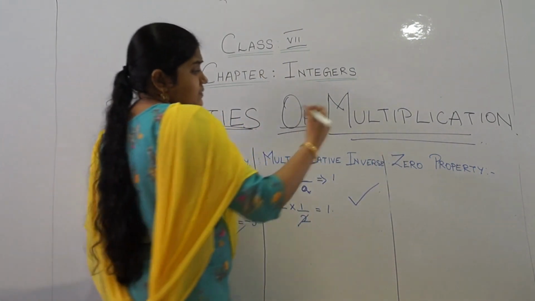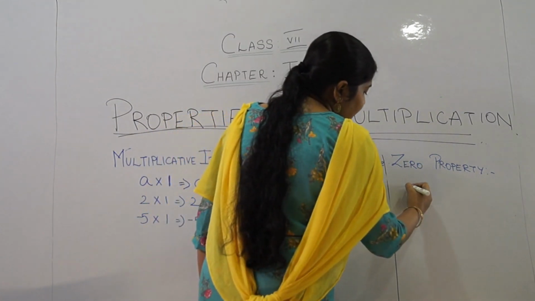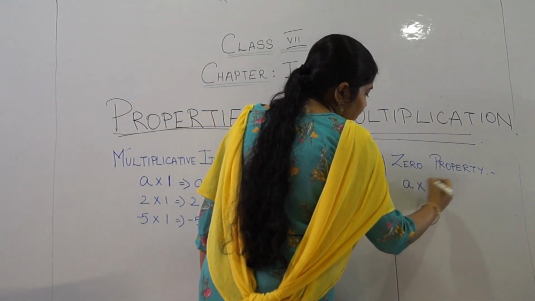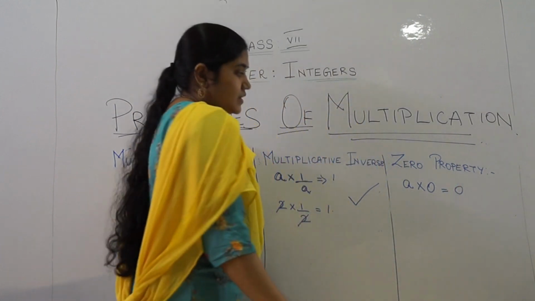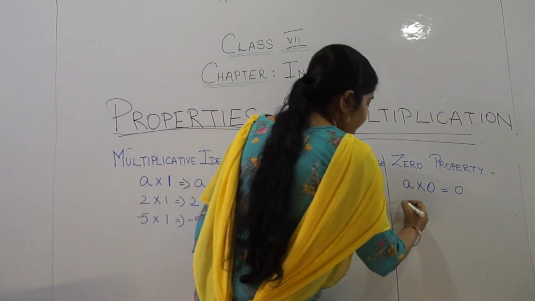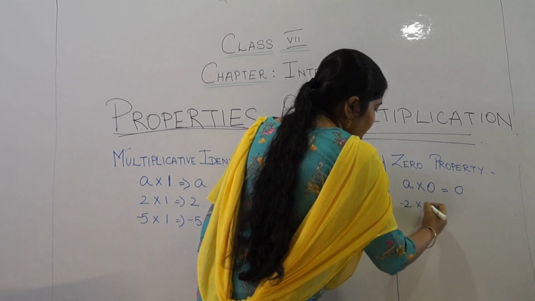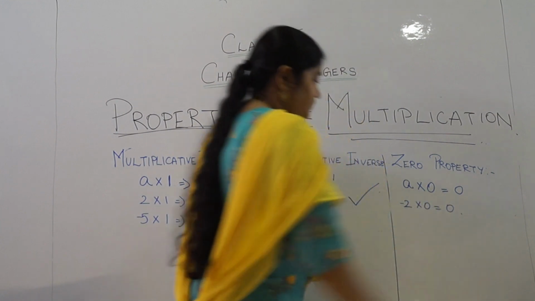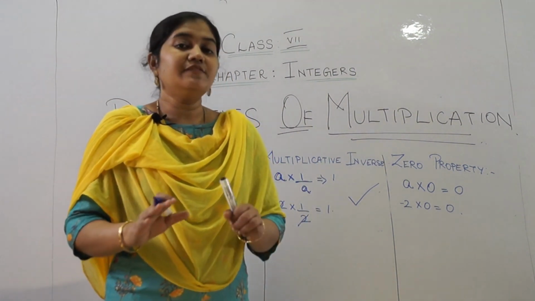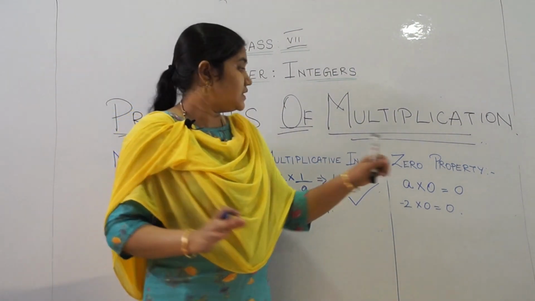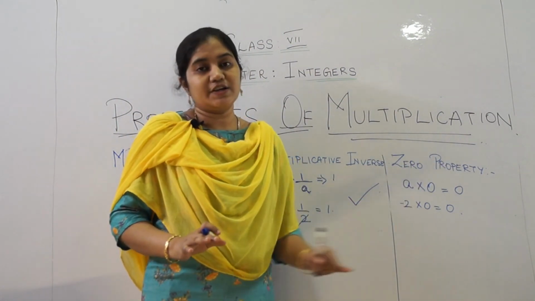So now what is the next property? Zero property. When I take an integer and multiply it with 0, it should give me 0 itself. Okay, so any integer, say minus 2 into 0 is nothing but 0, right? So any integer, when it is multiplied with 0, gives 0. Okay, so this is the zero property in the multiplication of integers.